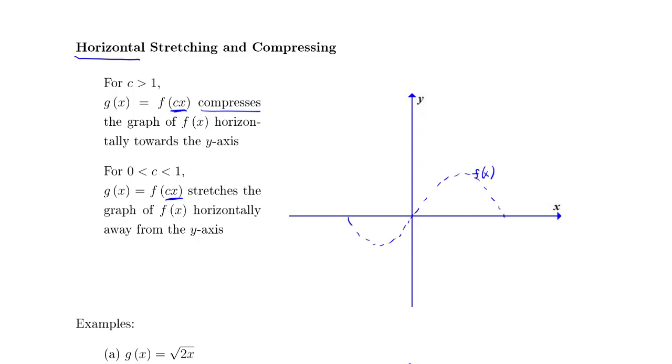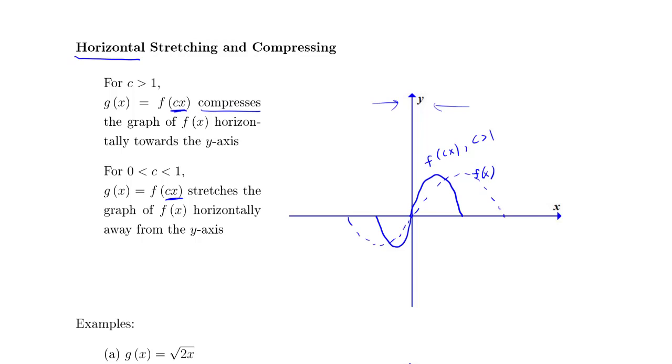towards the y-axis. So what's going to happen is, instead of taking a while to get to that hump there, it's going to happen sooner. It's still going to get to that hump, but it's going to happen faster. So this is f of cx with c greater than 1, and a similar thing on the other side. Okay, so that, as you can see, is compressing the whole function towards the y-axis.